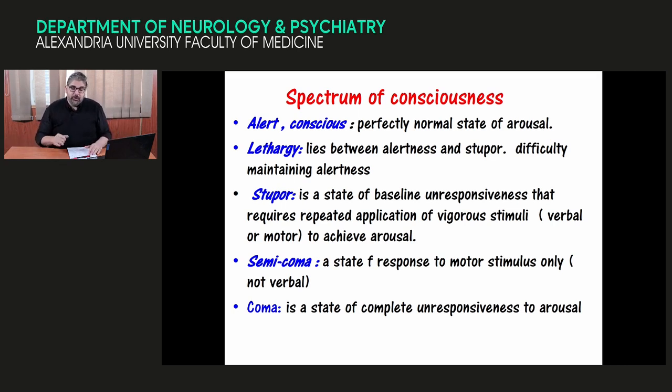We have the state of stupor, for example. The patient in stupor has a baseline unresponsiveness actually. But if the patient receives repeated vigorous stimuli, either verbal or motor, the patient may achieve arousal. This is the state of stupor. In the state of semi-coma, the patient is not responding unless he receives a very painful motor stimulus, not verbal. So in semi-coma, the patient responds to motor stimuli only, not verbal.